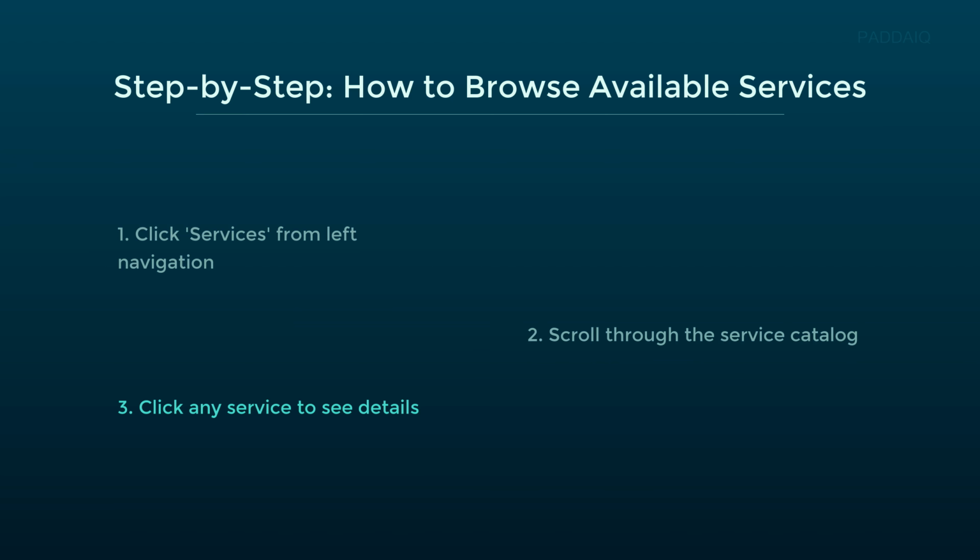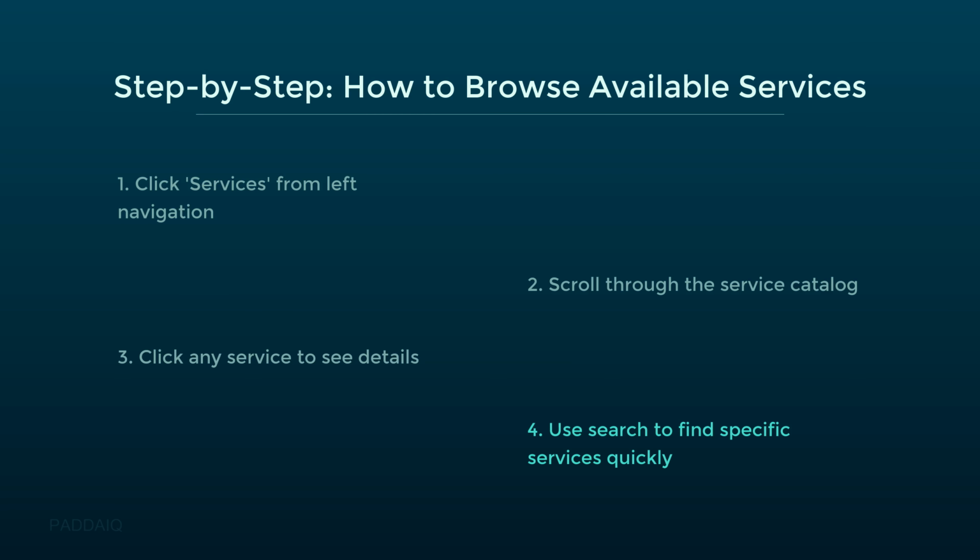3. Click any service to see details. This means selecting a service name to open its information page, where you learn about its capabilities and setup. For instance, clicking SAP HANA Cloud shows its database features and pricing. This step helps you make informed decisions about which services to use in your projects.